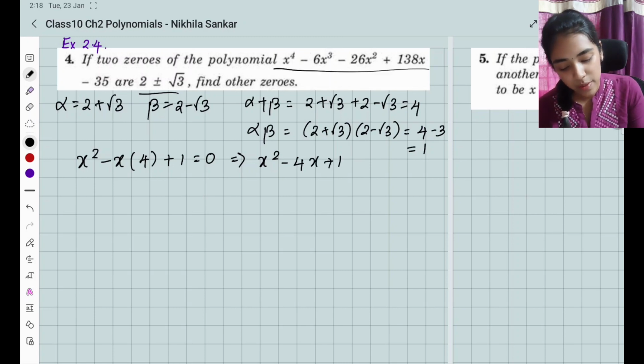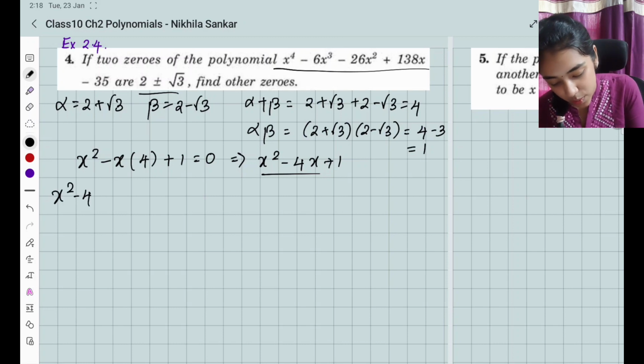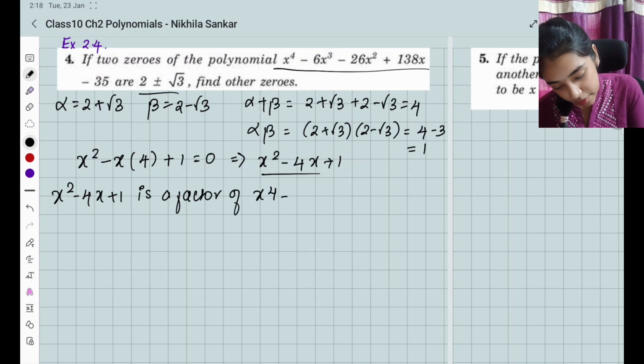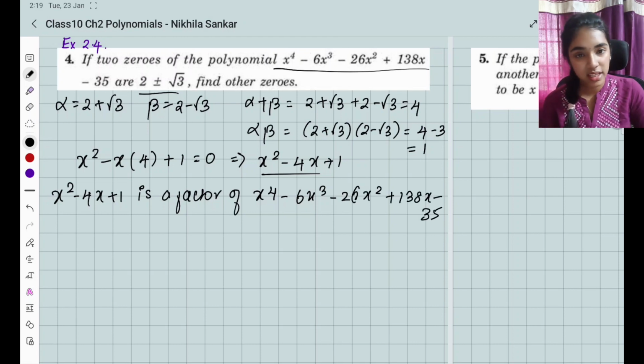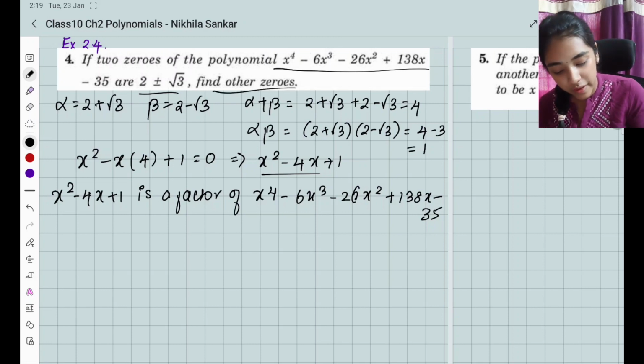So in the equation, it is already given that x square minus 4x plus 1 is a factor of x power 4 minus 6x cube minus 26x square plus 138x minus 35. There is a 35 there, don't miss it. So it is given that it is already a factor. Now what are we going to do? We have to find other zeros.